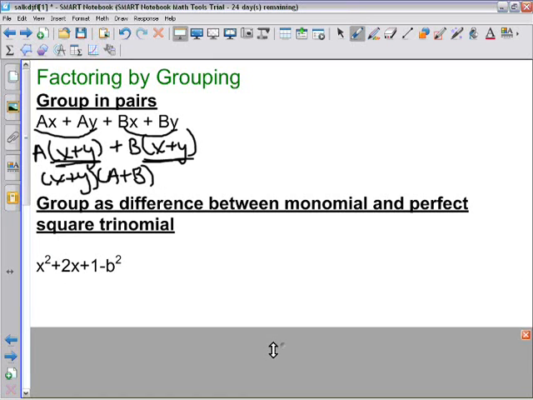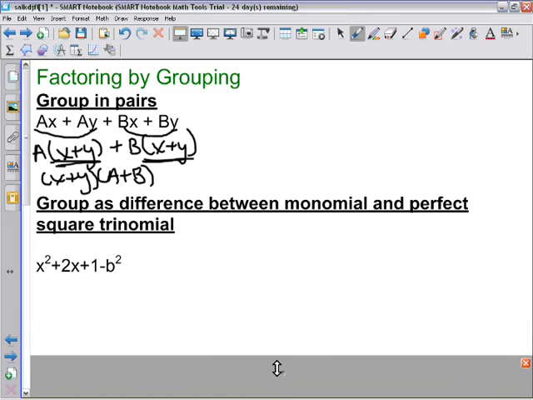Now let's look at group as difference between monomial and perfect square trinomial. As you look at the first three terms, it's a perfect square trinomial. When you factor that trinomial, you get x plus 1 squared minus b squared. This is also a difference of two squares. So you do x plus 1 plus b times the quantity of x plus 1 minus b.